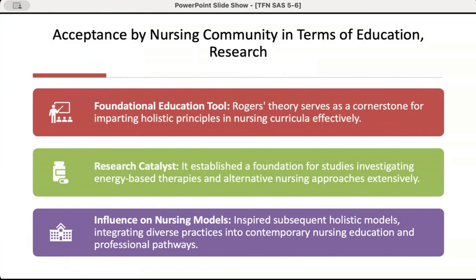So, in the acceptance of the nursing community in terms of education and research, Rogers' theory serves as a cornerstone for imparting holistic principles in nursing curricula effectively. And it is a catalyst because it establishes the foundation for studies investigating energy-based therapies and alternative nursing approaches extensively. It also influenced nursing models, inspiring subsequent holistic models integrating diverse practices into contemporary nursing education and professional pathway. So with this type of model, it is being used in research.